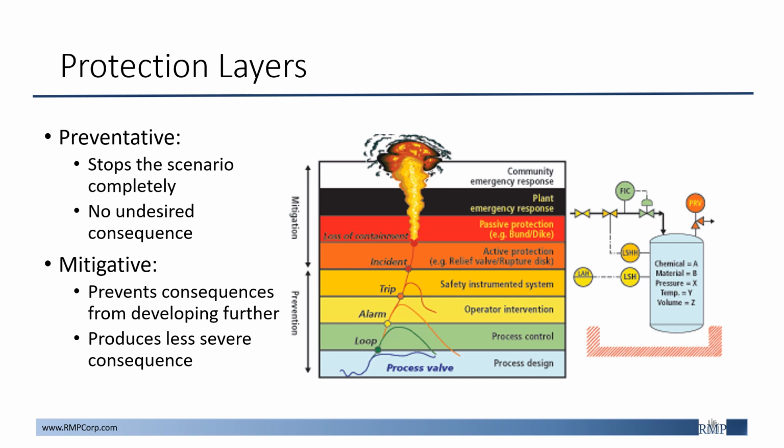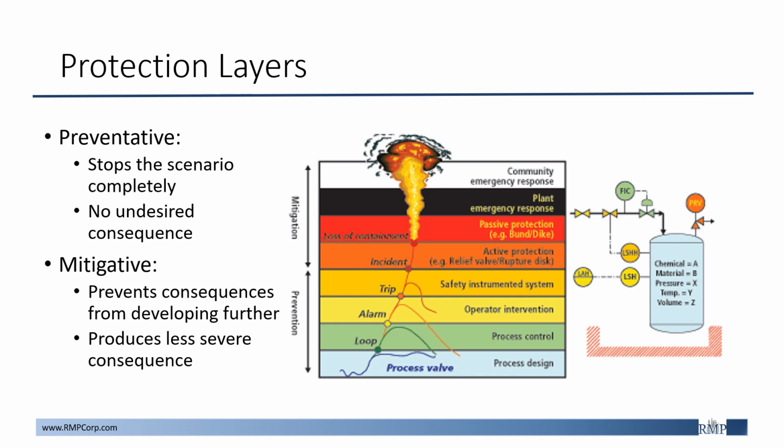Something that's important to note here is the independent portion of this, right? If a transmitter is shared for a trip and alarm, only one of those would be credited as an independent protection layer as they are feeding off of the same transmitter. So that's something to note when we're going over these characteristics.